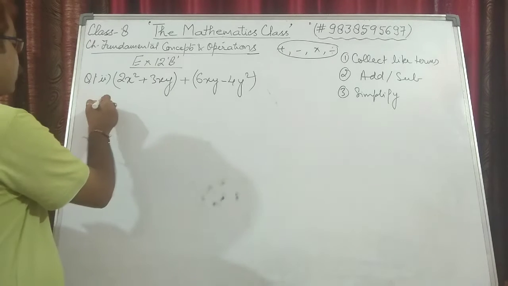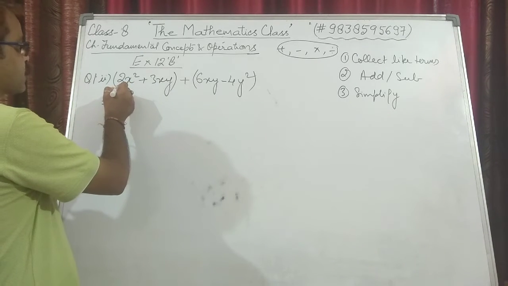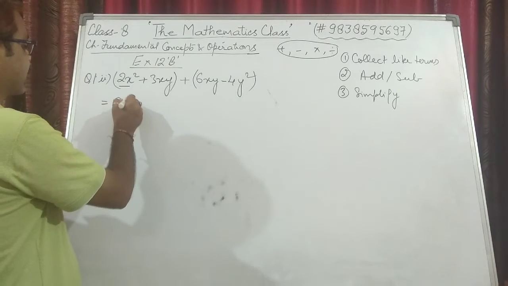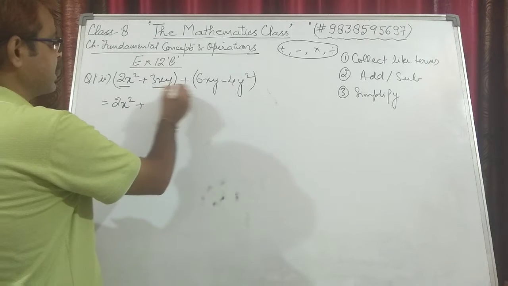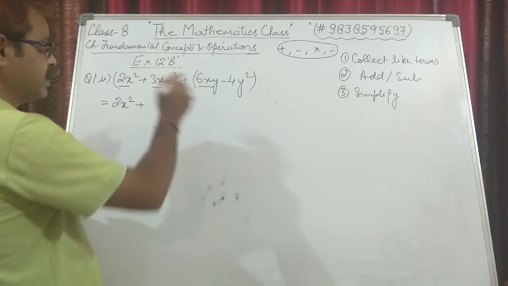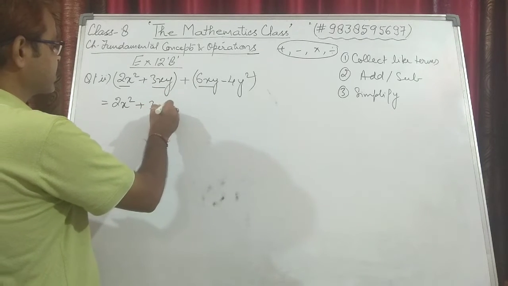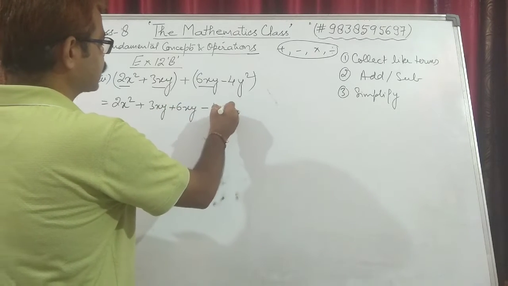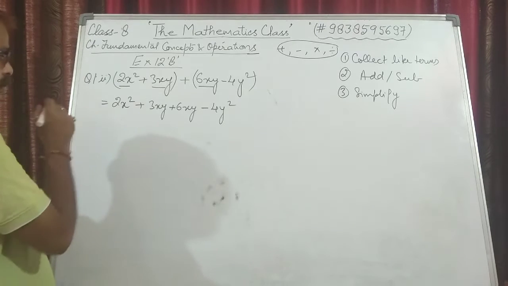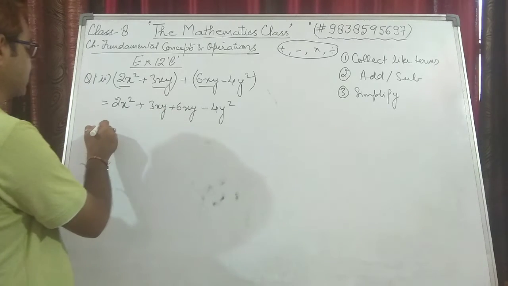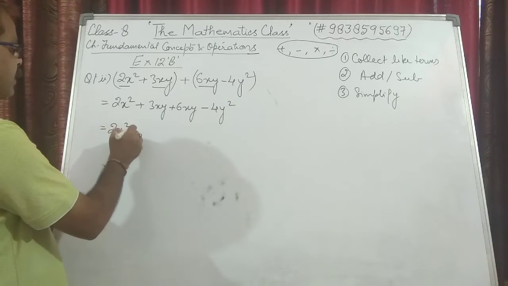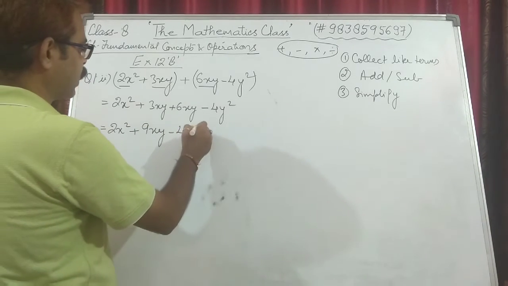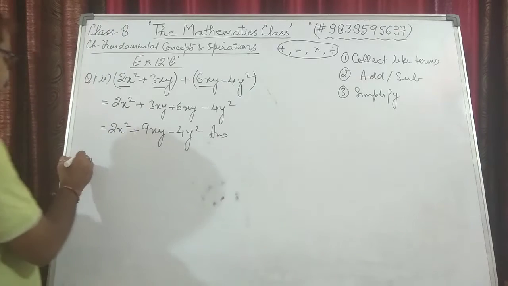Now the like terms: 2x square is one term, and none of them is like it. So you can simply write 2x square plus, and 3xy and 6xy are like terms, so we collect them together: 3xy plus 6xy, and then minus 4y square. Now we can simplify these two terms: 2x square plus 9xy minus 4y square. That is the final value.